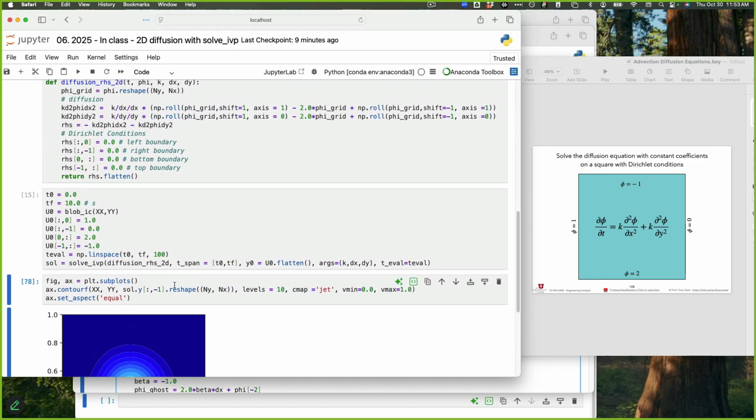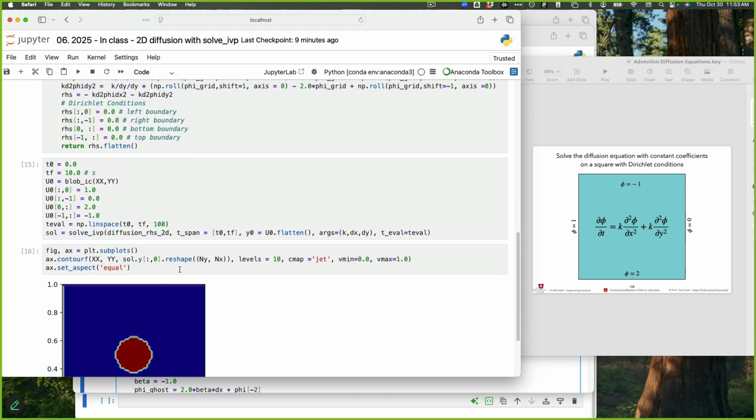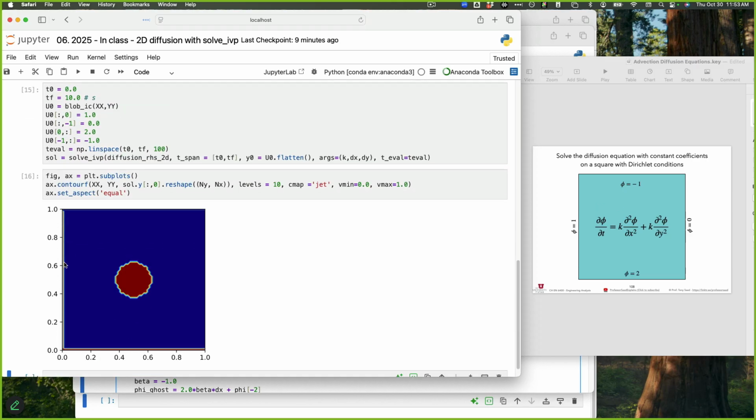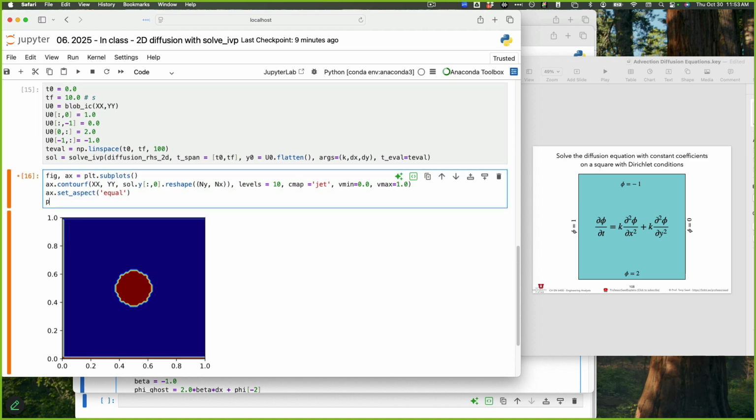All right. So now let's run it. Let's run at least the initial condition at 0. Okay, so this is my initial condition. Now notice it put some value at the boundaries, right? It put some values at the boundaries. Let's do a plt dot colorbar.